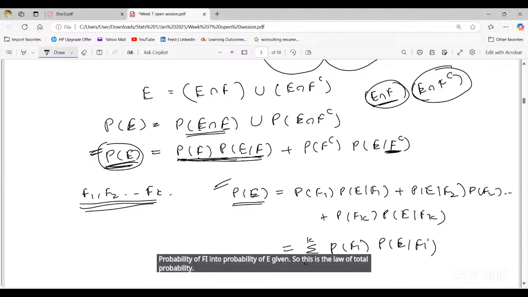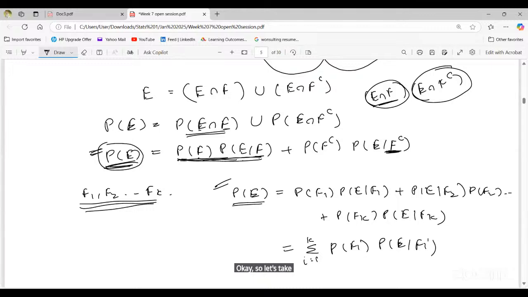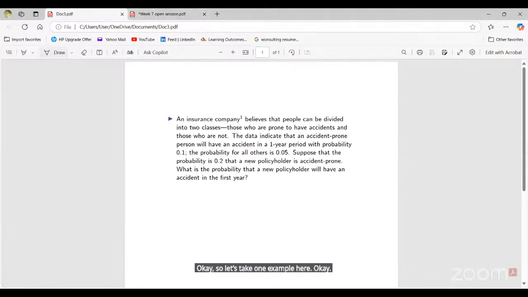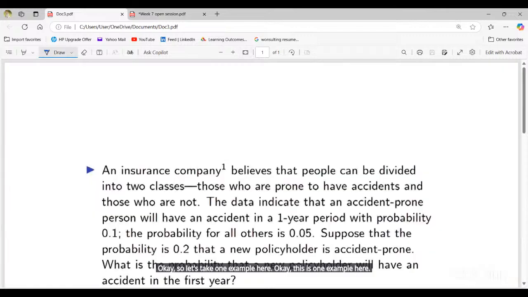So let's take one example here. This is one example here. Can you see the question?